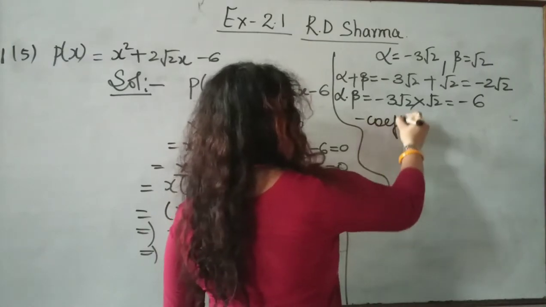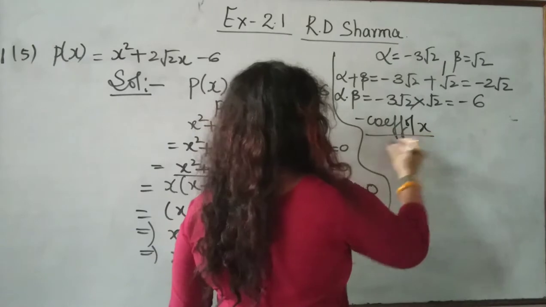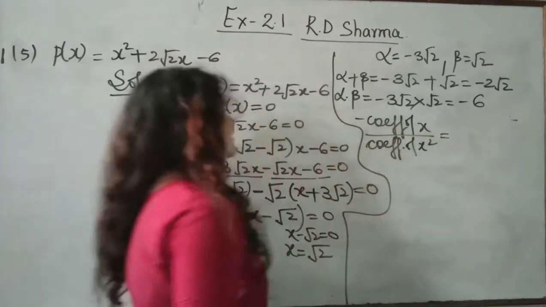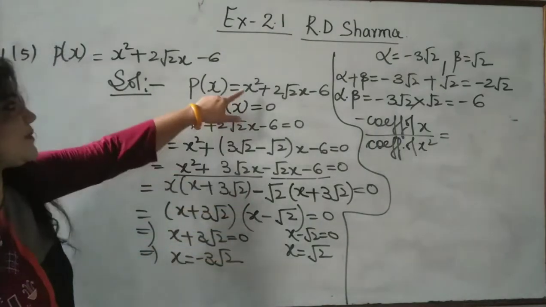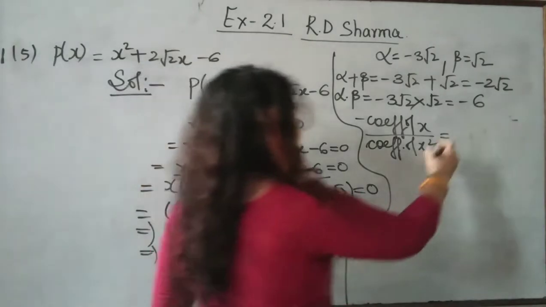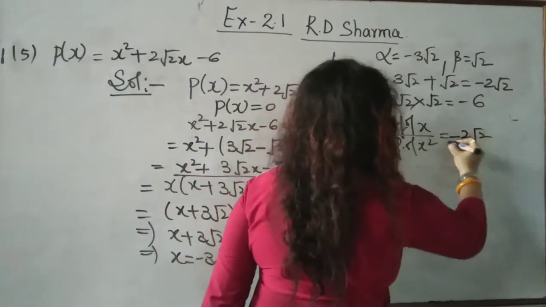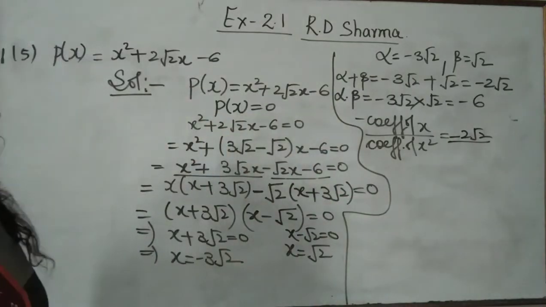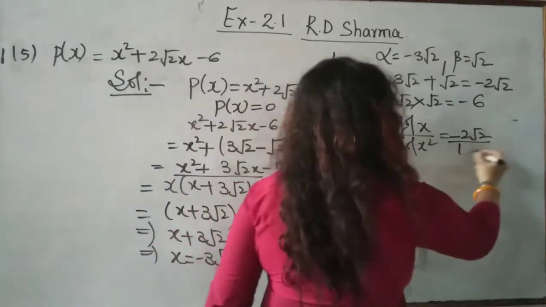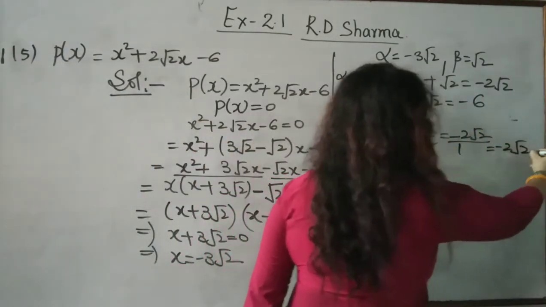Now we are going to solve the value of minus coefficient of x upon coefficient of x square. So what is the coefficient of x? Here is our polynomial. The coefficient of x is 2 root 2, and the minus sign is also there, so minus 2 root 2, upon the coefficient of x square. What is the coefficient of x square? 1. So minus 2 root 2 upon 1 is equal to minus 2 root 2.